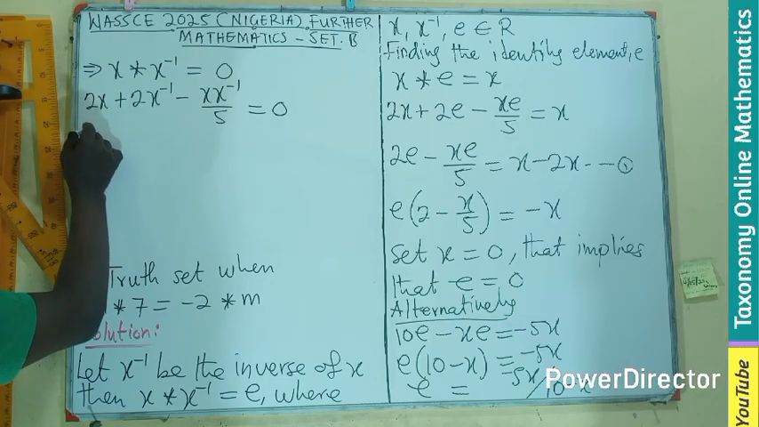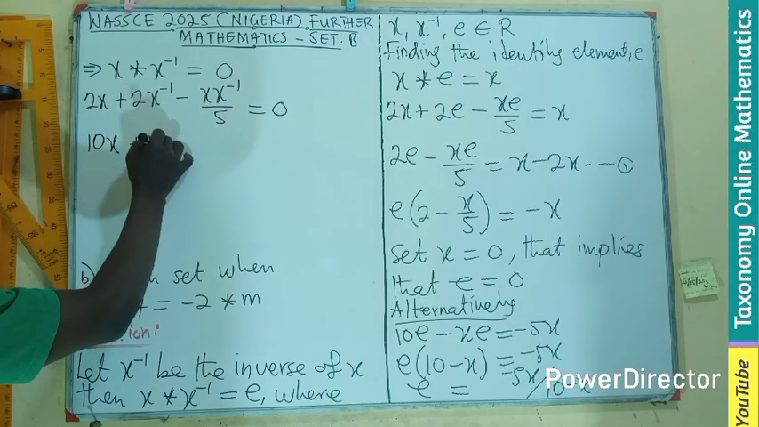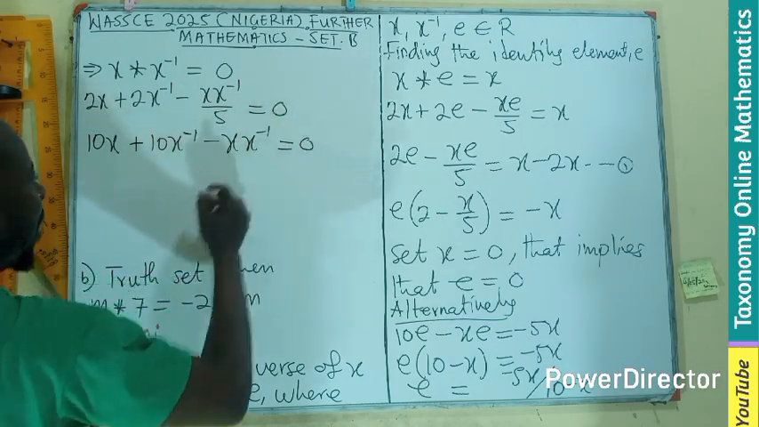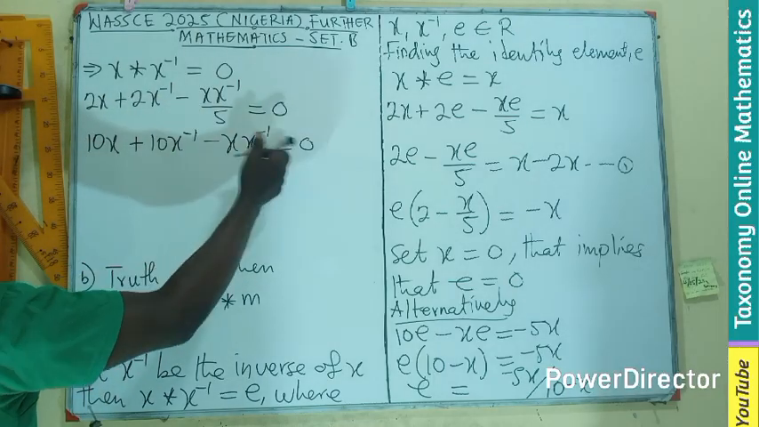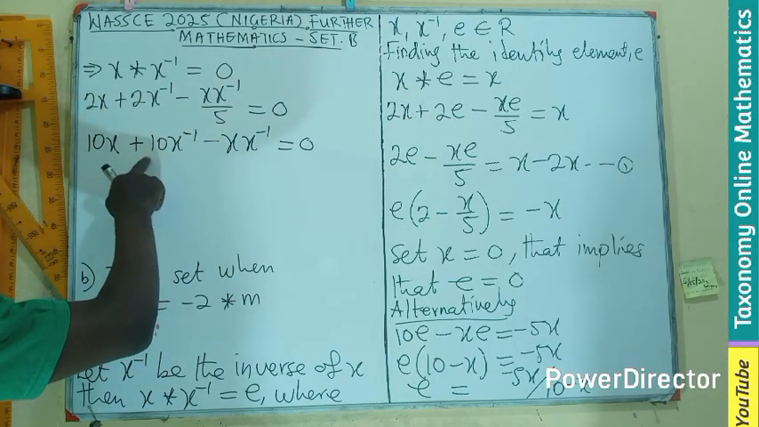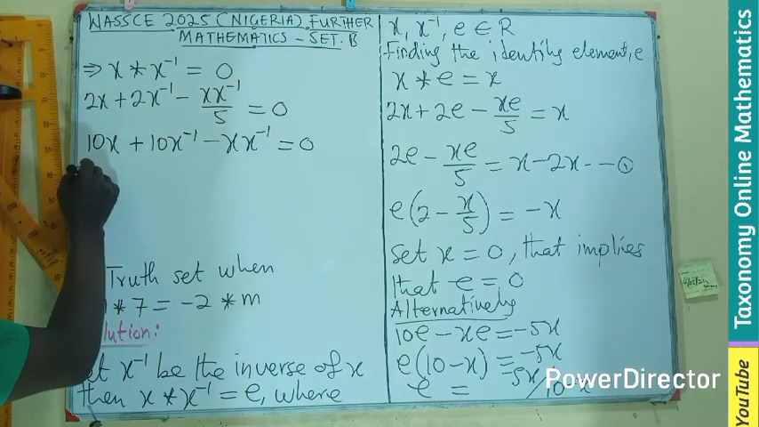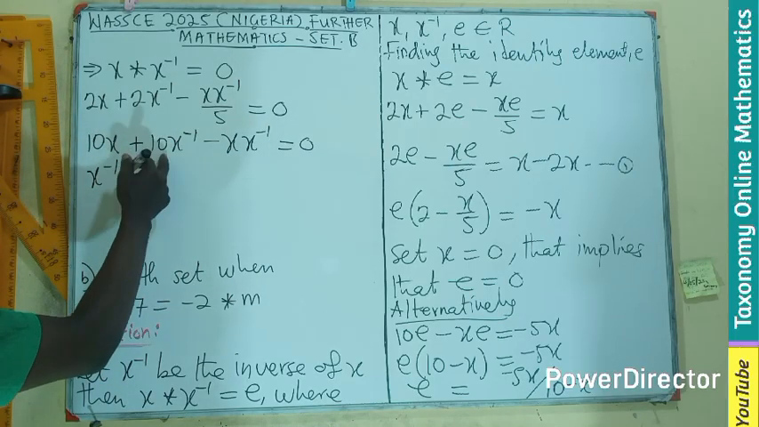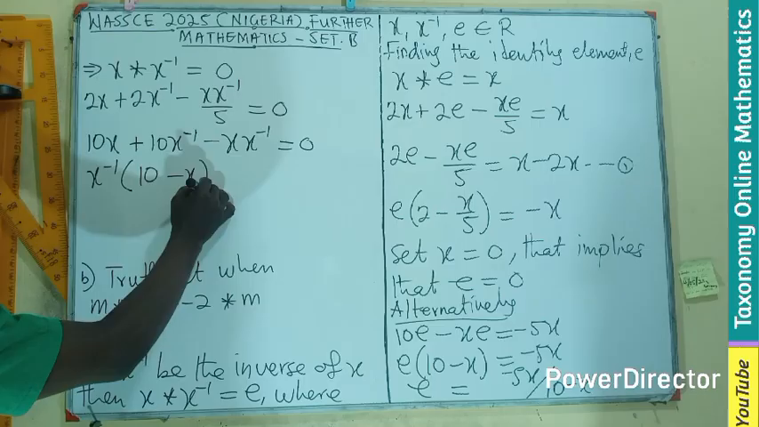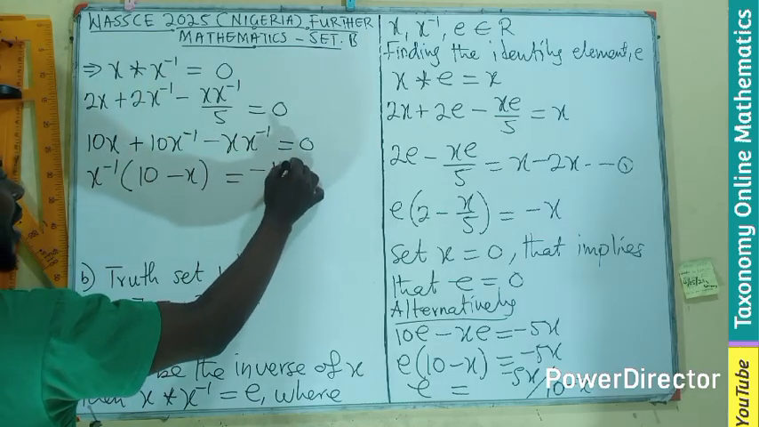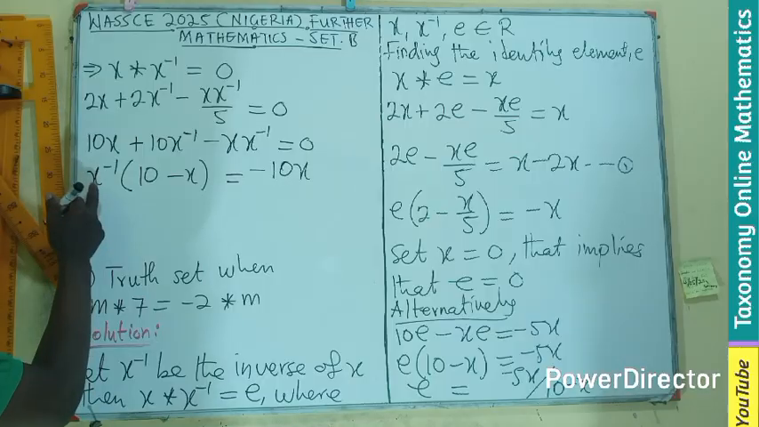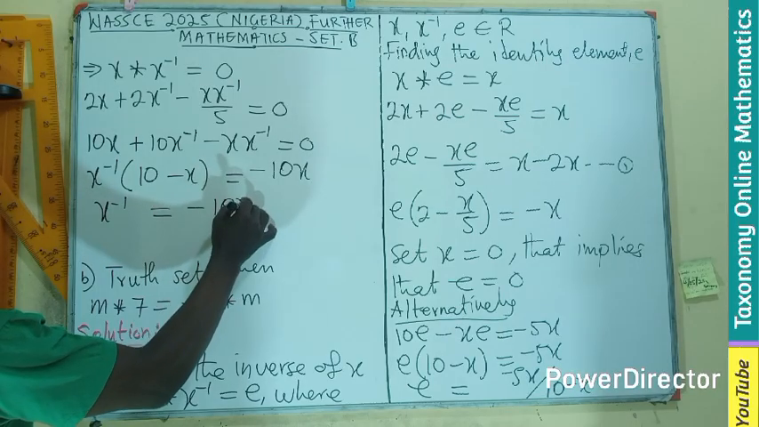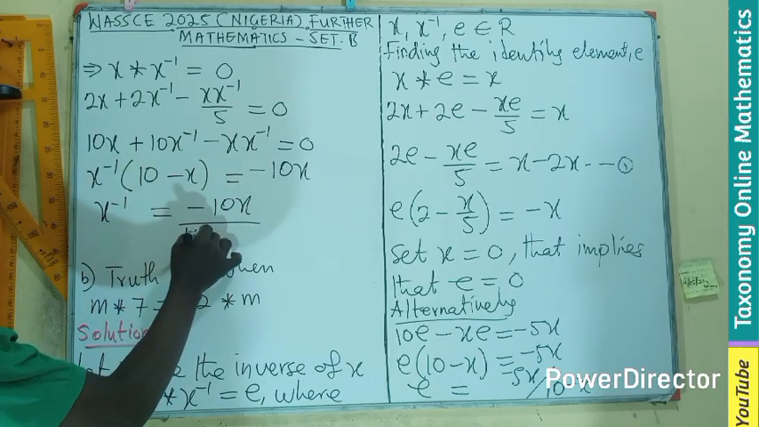Here, you can follow the approach we did here, or we multiply through by 5. If that is done, here becomes 10x prime minus x10 prime equals to 0. So we are going to send this one to the other side, or better still, we can maintain this one here and send this one out there. But let's see. I am maintaining this, so I'll be having the x prime as a common factor, 10 minus x as the next factor, equals to negative 10x. But remember, this is our point of call. So our x prime, which is the inverse, should be equals to negative 10x divided by 10 minus x.